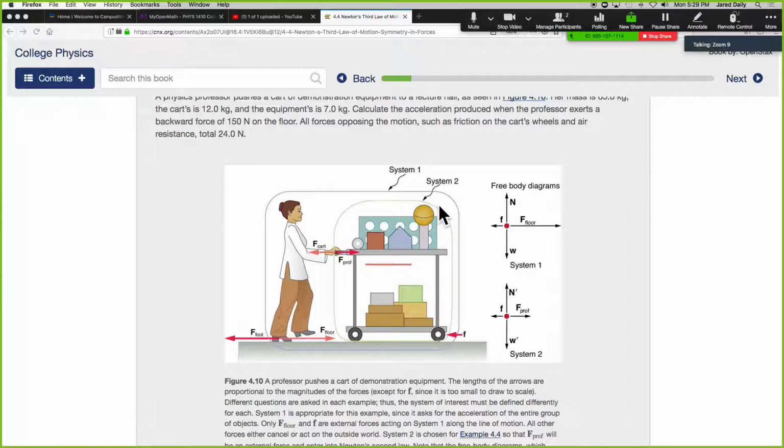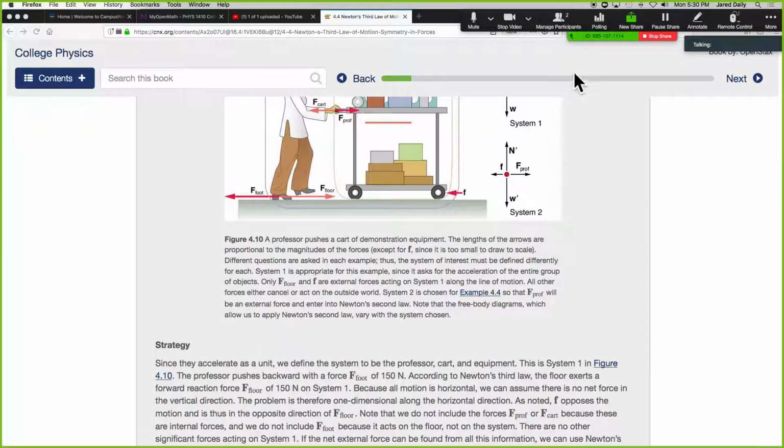System 2 is just the cart. System 1 is the cart and the professor. The professor has mass. If it's me, it's a lot more mass, right? So if you have more force and more mass, you can have the same acceleration if you balance that out, right? But if you have less force and less mass, because it's just the cart, you can have the same acceleration. So in this case, instead of just changing the mass and getting a bigger or smaller acceleration, you change both force and mass and get the same acceleration.